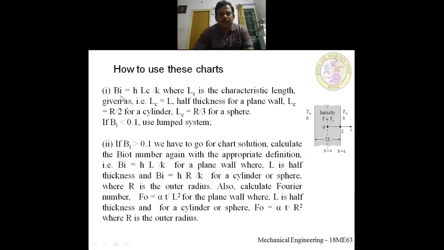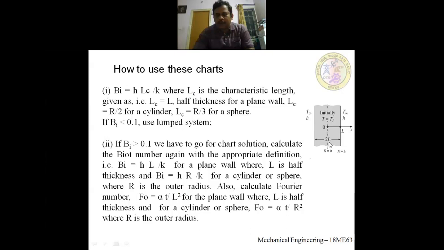First, we calculate the Biot number by the usual procedure, which is given by h Lc by k, where Lc stands for characteristic length. If it is a plane wall, then Lc will be equal to L, because here the thickness we are going to consider is 2L. Why have we considered 2L? In the earlier lumped parameter analysis, we directly took the thickness as L. But here we are going to take the thickness as 2L. This is very important, you have to make a note.